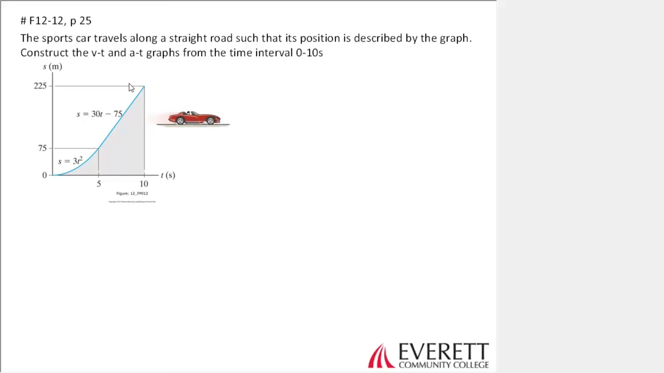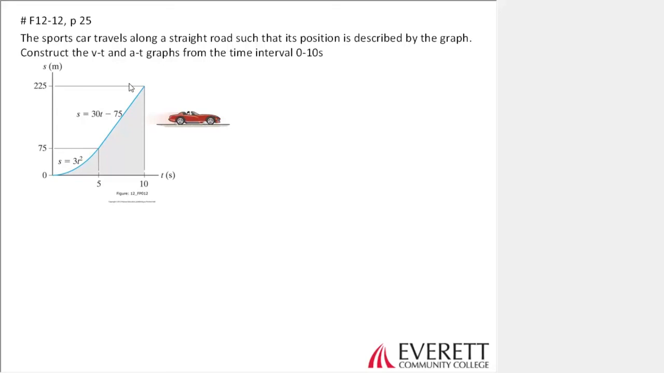So, the sports car travels along a straight road such that its position is described by the graph. Construct the VT and AT graphs for the time 0 to 10 seconds. Notice that here we do have to break it up. In the last problem I said you don't have to break it up. Here we do. We have to break it up from 0 to 5 seconds and from 5 to 10 seconds because that's when the equation changes.